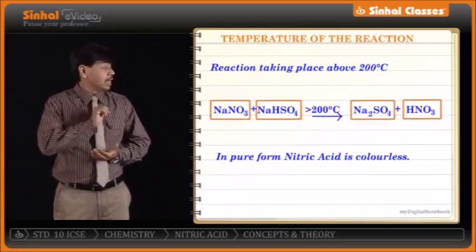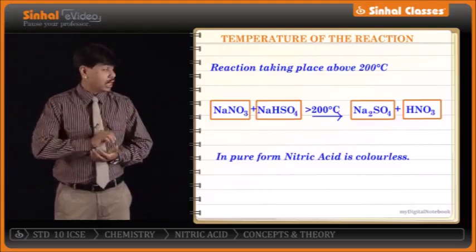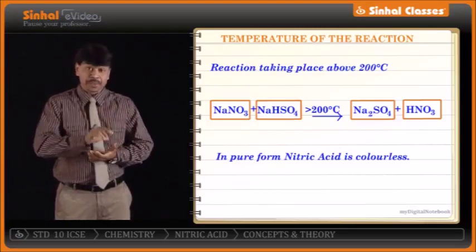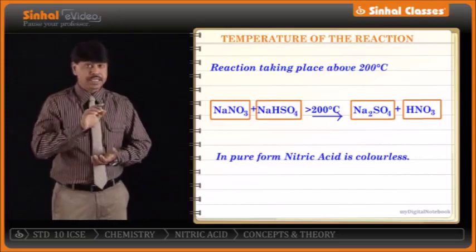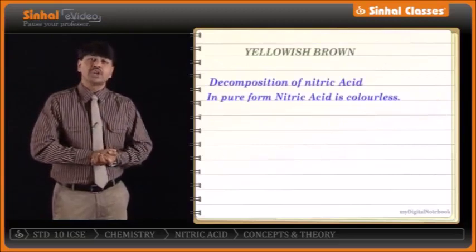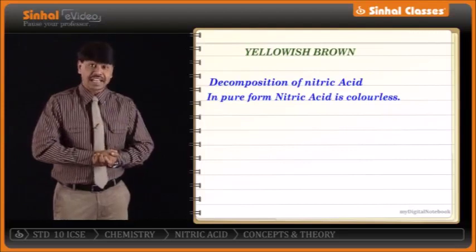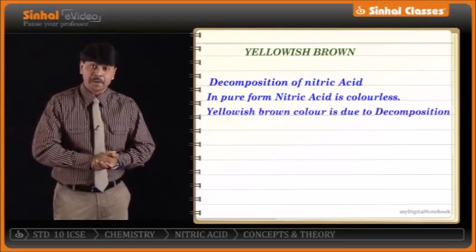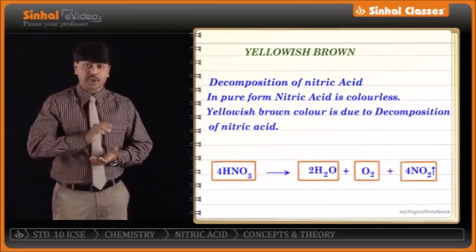The reaction goes like this. NaNO3 will combine with NaHSO4, giving you Na2SO4 plus HNO3 if the temperature is above 200 degrees Celsius. Now this nitric acid which you get in the lab, you find the color to be yellowish brown. The reason for that is the decomposition of nitric acid taking place. In pure form, nitric acid is colorless. But this yellow tinge which you see, the yellowish brown color, is because of the decomposition, as I told you.